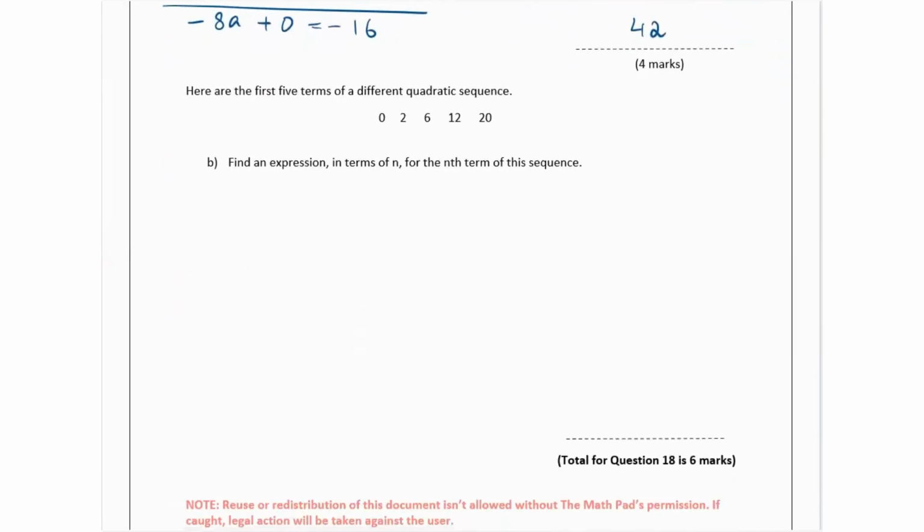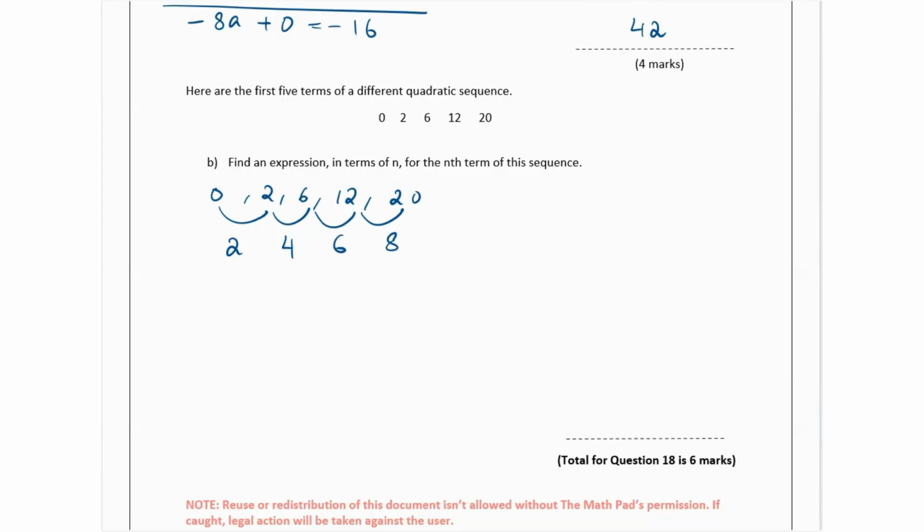Then it says here are the first 5 terms of a different quadratic sequence. Find an expression in terms of n for the nth term of the sequence. So let's first begin with finding the common difference. We have 0, 2, 6, 12, and 20. The difference between 0 and 2 is 2, between 2 and 6 is 4, between 6 and 12 is 6, and between 12 and 20 is 8.